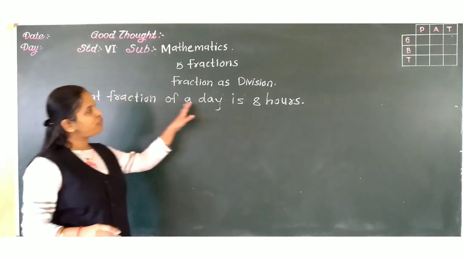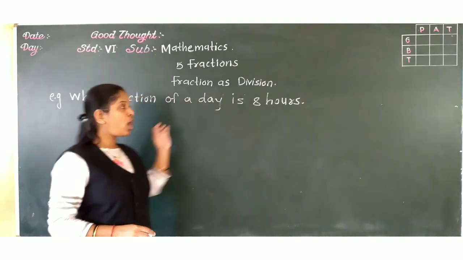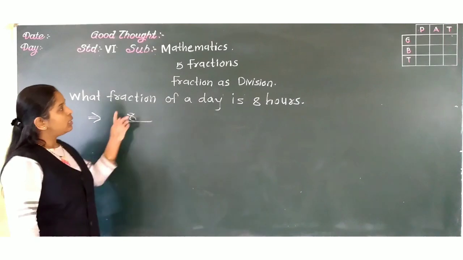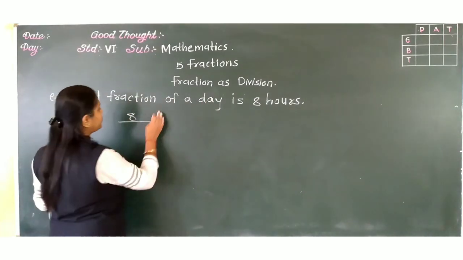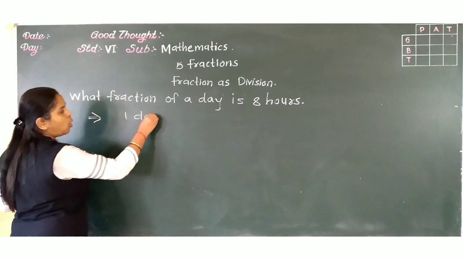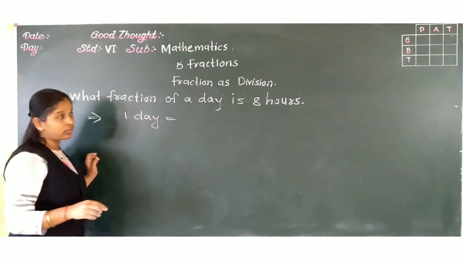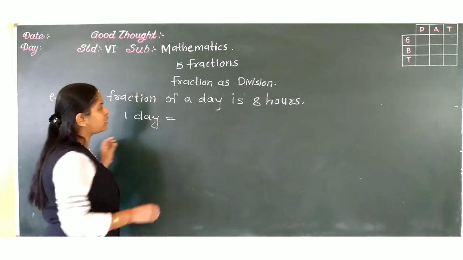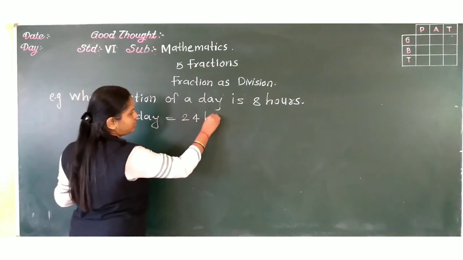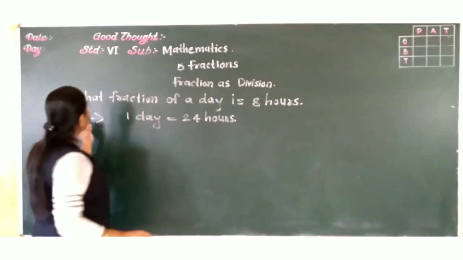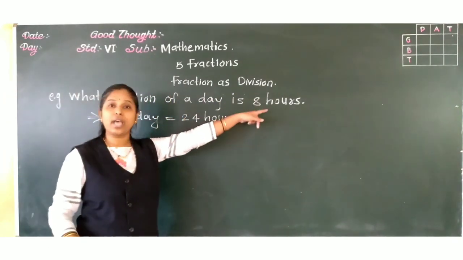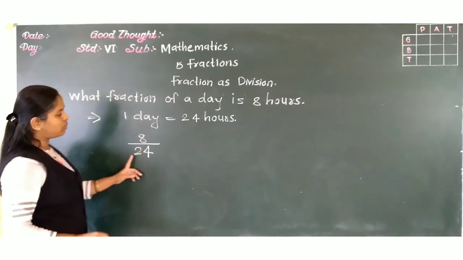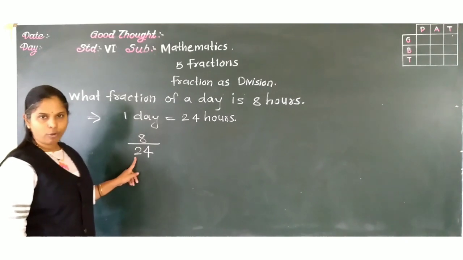What fraction of a day is 8 hours? So how to write it? What fraction of a day? 8 hours. For that, in one day, how many hours are there? Here day is given, but in one day, how many hours are there? 24 hours, correct? So, what fraction of a day is 8 hours? How to write? 8 divided by day, which means in one day 24 hours are there.